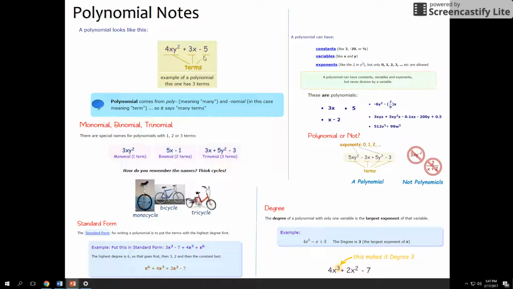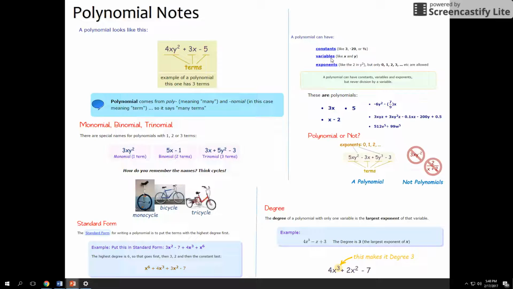And if you look here in this box, what you'll see is a polynomial with three terms. Terms are separated with addition and subtraction. Okay, there are different ways that we can make up a polynomial. We can make up a polynomial with what we call constants, and those are just single numbers like 3 or -20 or even a half.